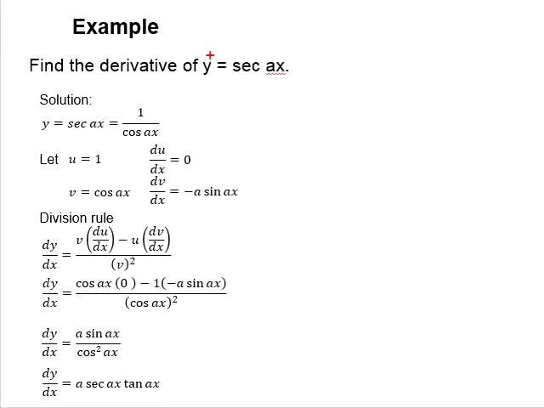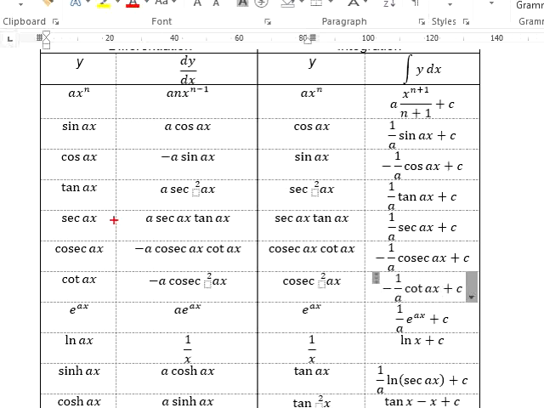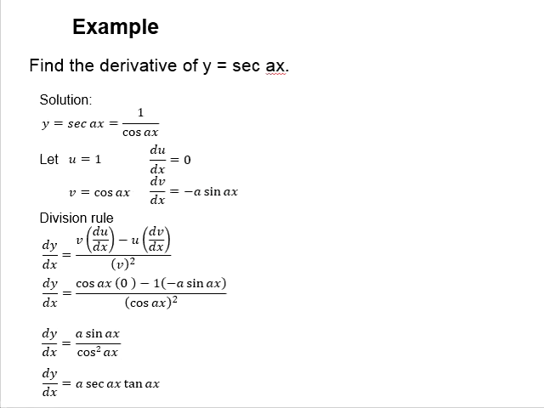Let's say now you are asked to determine the differentiation of y equals sec ax. Based on the formula, you can obtain directly sec ax tan ax. In case the formula is not given, you can derive it yourself by using the division rule, where sec ax is actually equal to 1 per cos ax. The upper part will be the u, while the lower part will be the v.